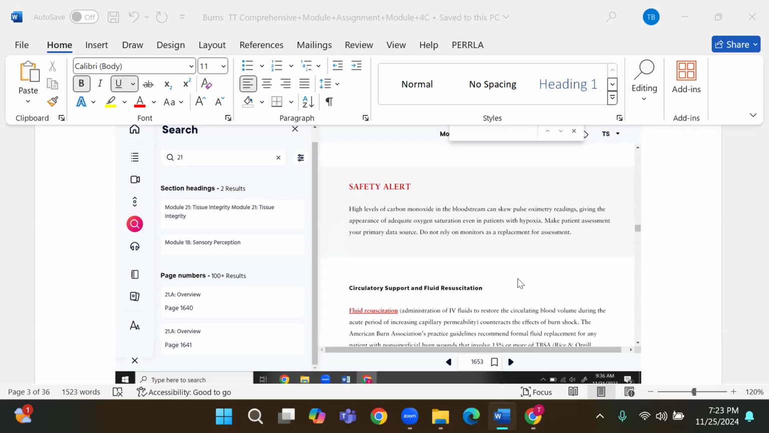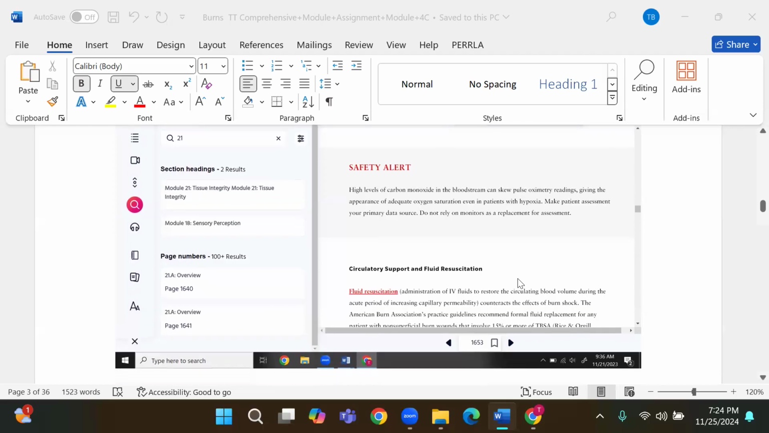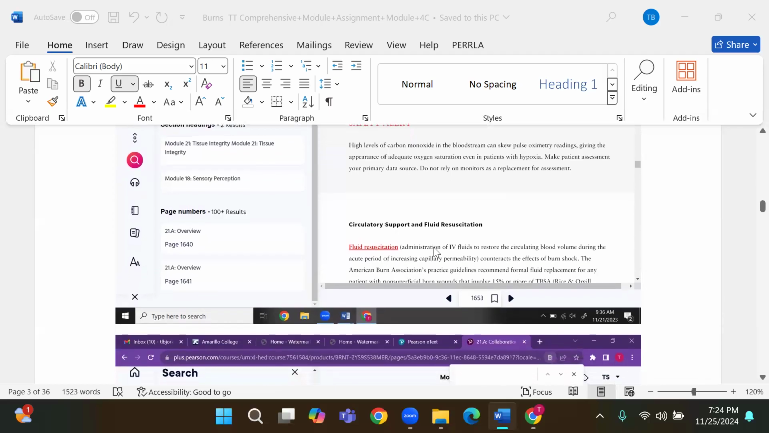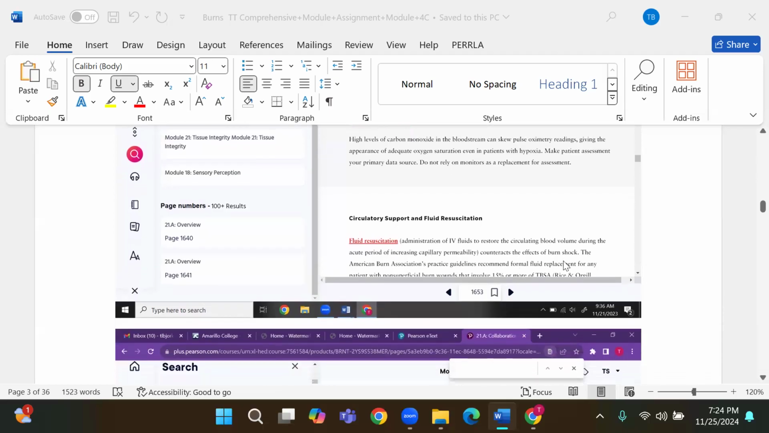So essentially what this is saying here is carbon monoxide poisoning won't show up in a pulse oximetry reading. It may look like you have adequate oxygenation because we're looking, is the patient's oxygen good? But it says they could even be hypoxic, even with their oxygen at 95, and they certainly could have carbon monoxide poisoning. And then it says administration of IV fluids to restore the circulating volume.